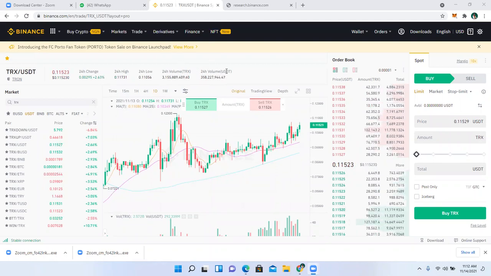Now the next one is 24-hour volume USDT. Remember, we are dealing with two pairs, Tron and USDT. What it means here is 358,000, and you can see that it's increasing in real time. So $358,000 worth of USDT has changed hands on Binance today alone. You can see that in the crypto space, a lot of money is flying around, crazy money flying around. This is just Tron.